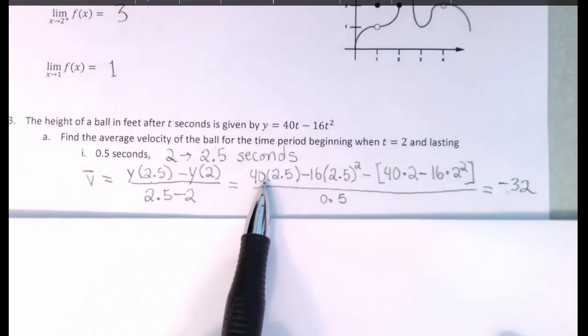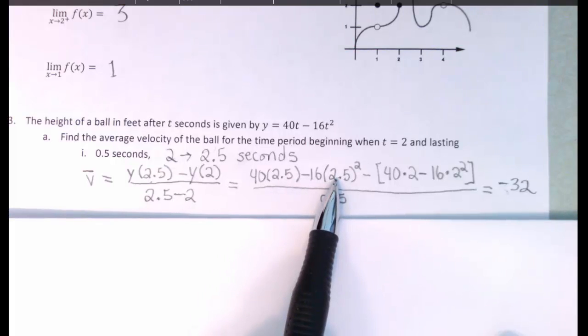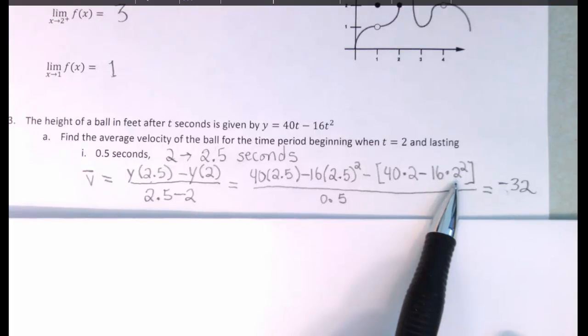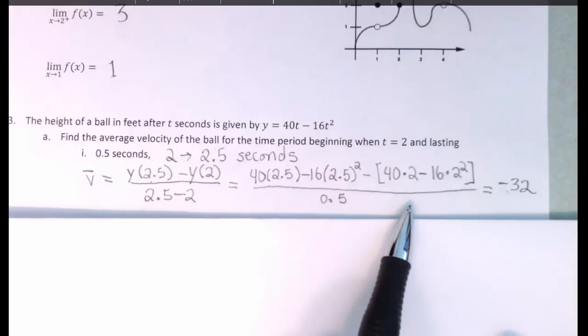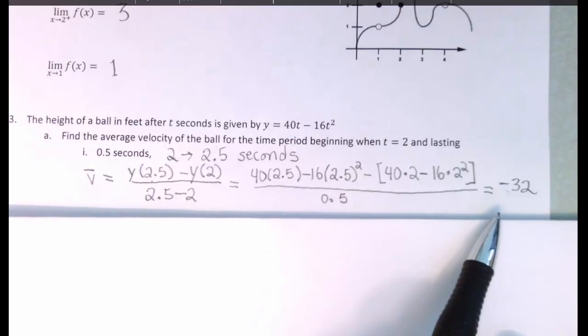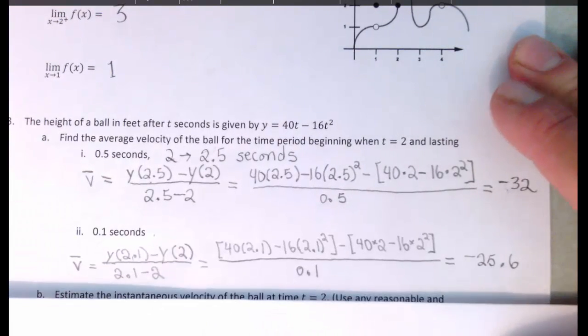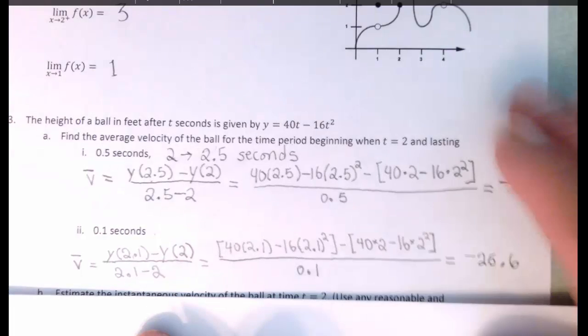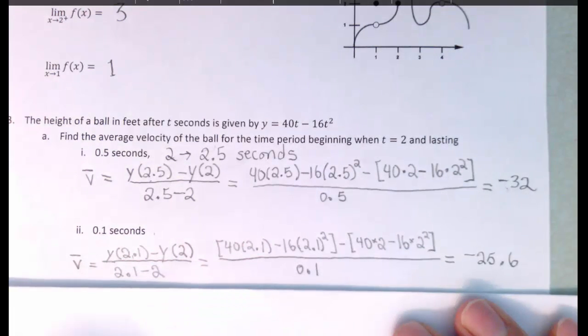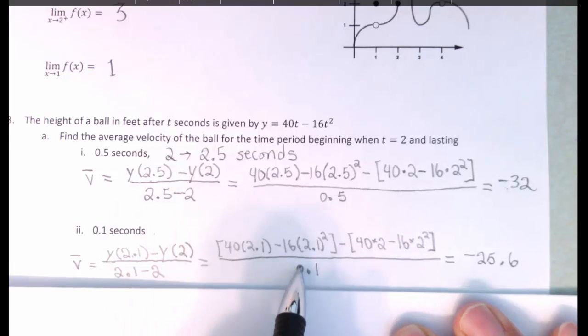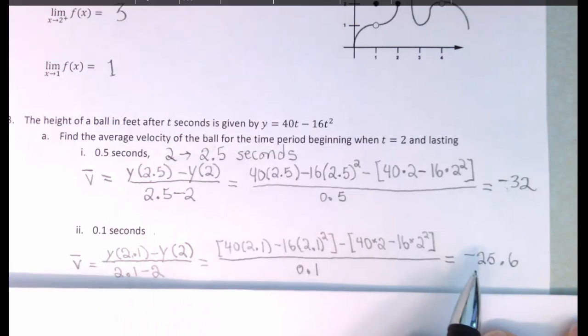The height at 2.5 seconds is given by this calculation. The height at 2 seconds by this one. We'll subtract those and then divide by the elapsed time of 1/2 second, and we get 32 feet per second. In the second part, the calculation is almost identical, with the exception that we're working on the interval from 2 to 2.1 seconds. Here are the calculations. We come up with minus 25.6 feet per second.